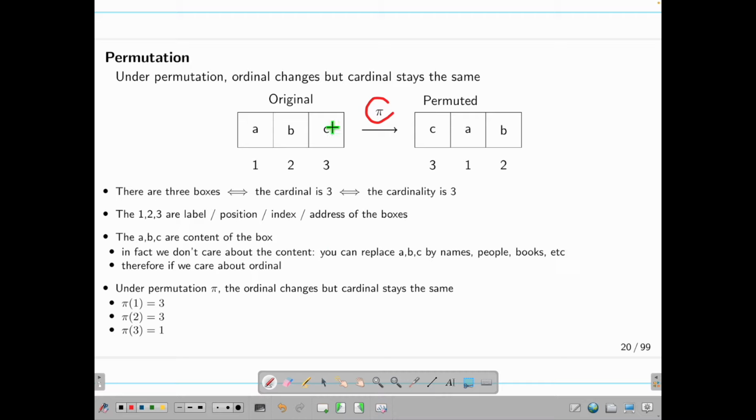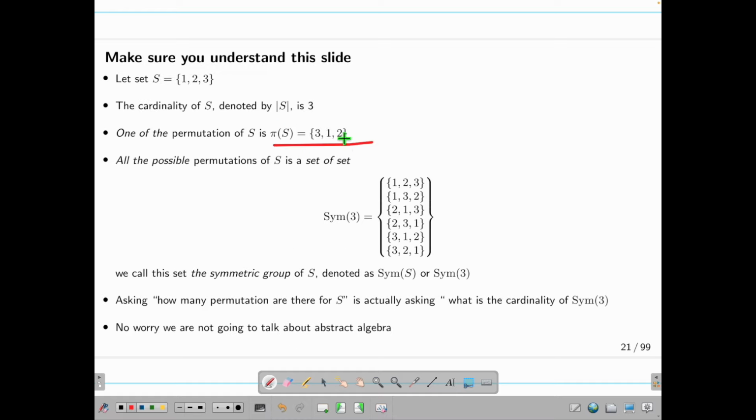Then here's the important thing. This box has 3 labels, 1, 2, 3. These are ordinal. These are the permuted box. I also have 3 things, also 1, 2, 3. This 1, 2, 3 in red never changes. They are ordinal. But the content inside changes, right? So I have this S as 1, 2, 3. After I do the permutation, I get 3, 2, 1. All the possible permutations look something like this.